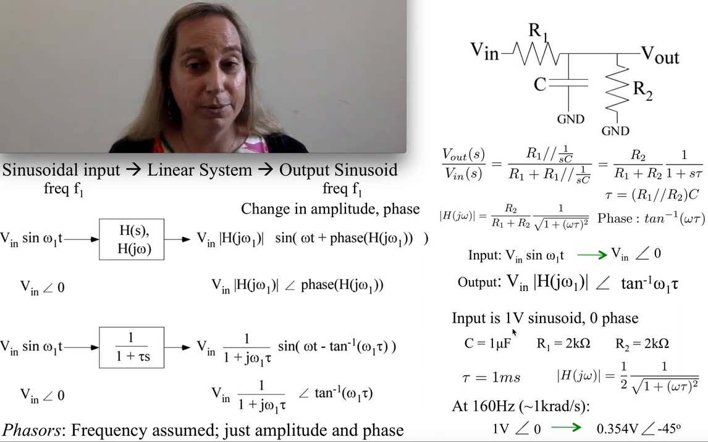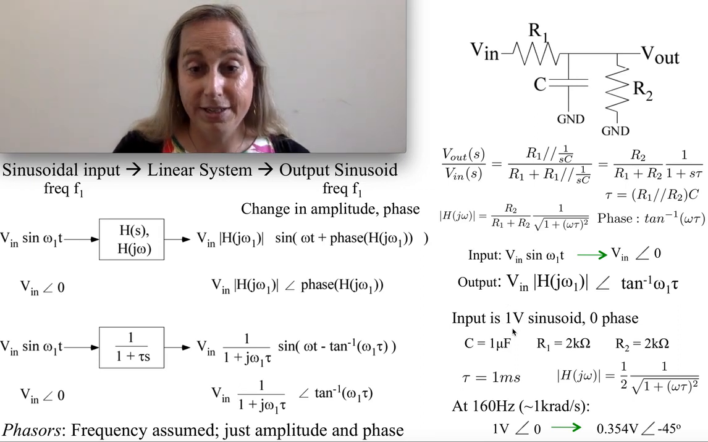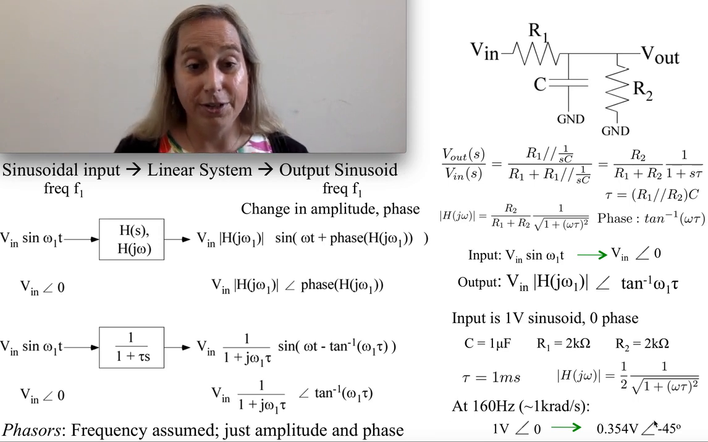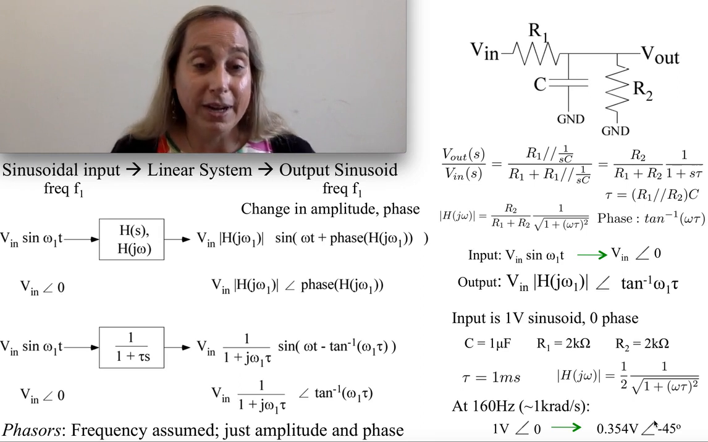I could go ahead and calculate this for an interesting case. Imagine I have a 1 volt input sinusoid, again 0 phase. Use these values. My tau is going to be 1 millisecond. As a result of that, I'm going to get this particular magnitude response. And so at 160 hertz, which turns out to be 1 kilorad per second, my resulting amplitude is basically 1 half of 1 over square root of 2, and then minus 45 degrees. So I can look at structures like this and in a very nice way simplify out some of the issues I'm seeing here.